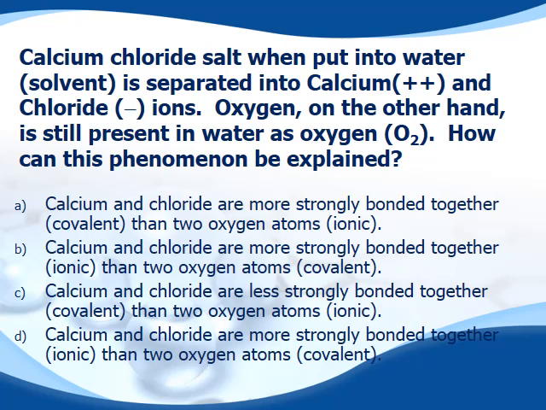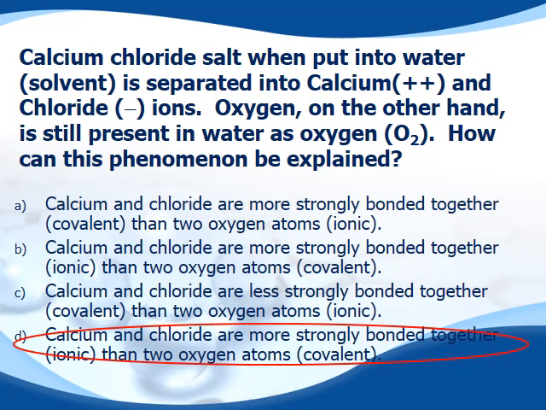Let's look at the following question. Calcium chloride salt, when put into water, is separated into calcium and chloride ions. Oxygen, on the other hand, is still present in the water as O2. How can this phenomenon be explained?